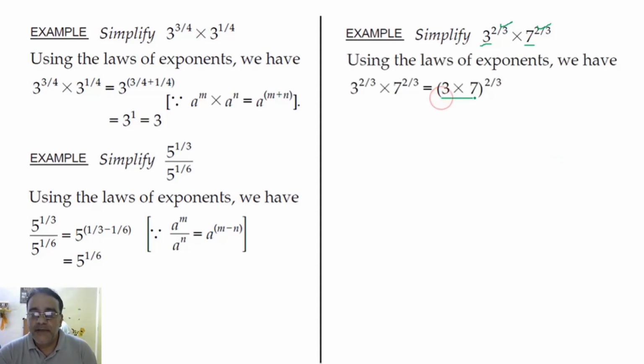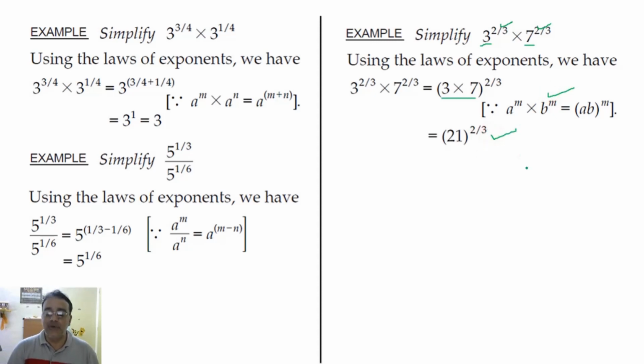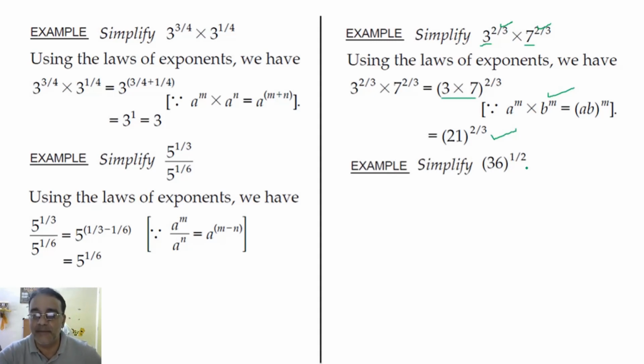So a into b, यहाँ पे 3 into 7 कितना हो जाएगा? 21 to the power 2 by 3. And this law we have used, जो भी बताए थे. So this is the final answer. Okay, now let us see one more question. Simplify 36 to the power 1 by 2.